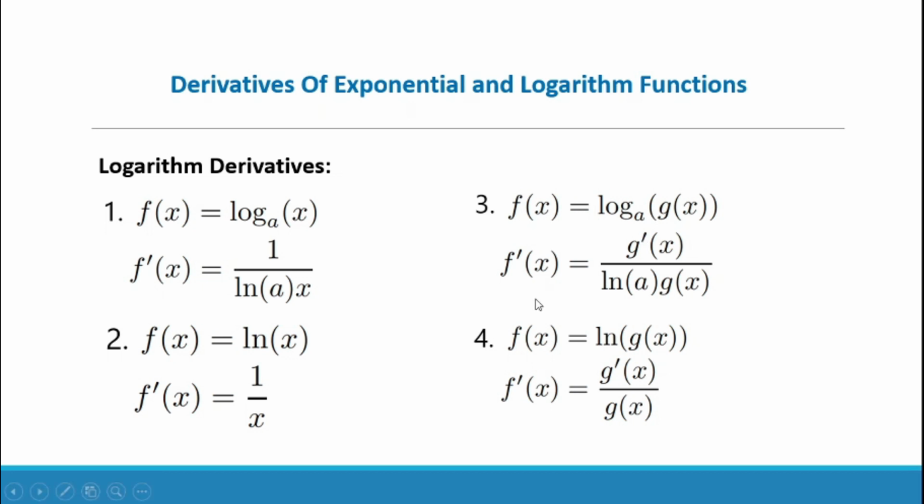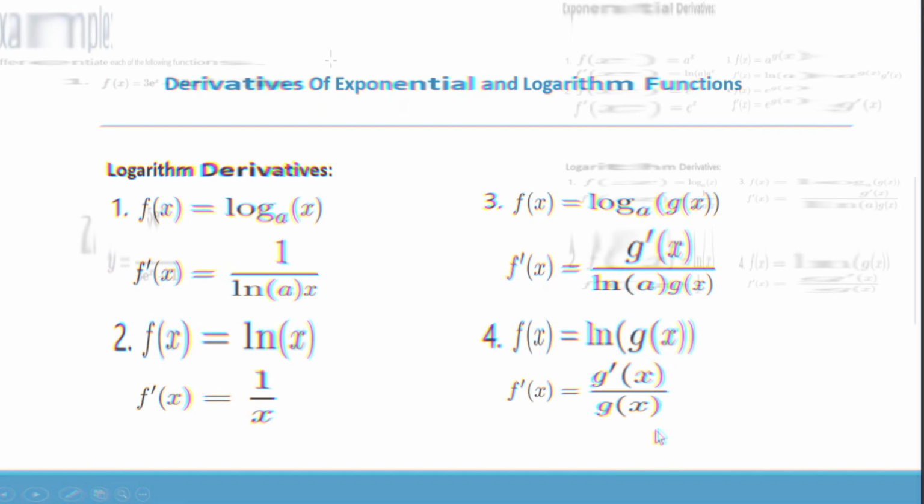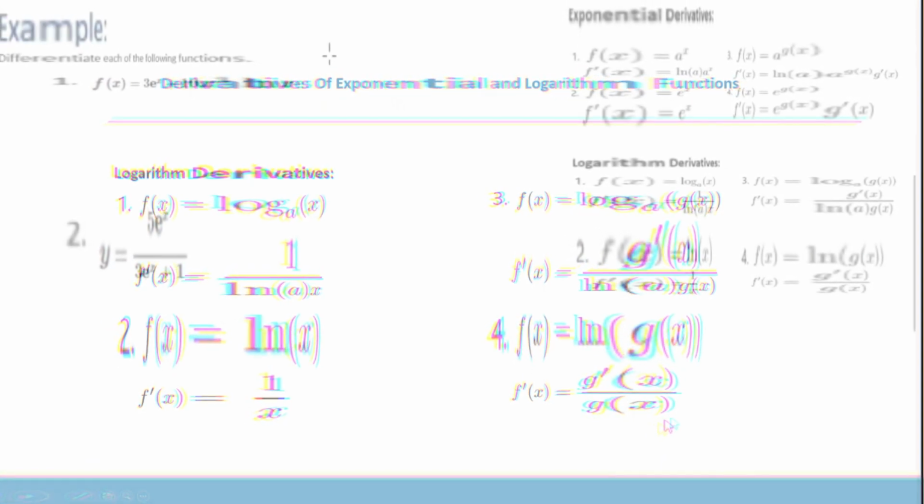Number three, f(x) = log base a of g(x), and the derivative f'(x) = g'(x) all over ln(a) multiplied by g(x). Number four, f(x) = ln(g(x)), and the derivative f'(x) = g'(x) all over g(x).